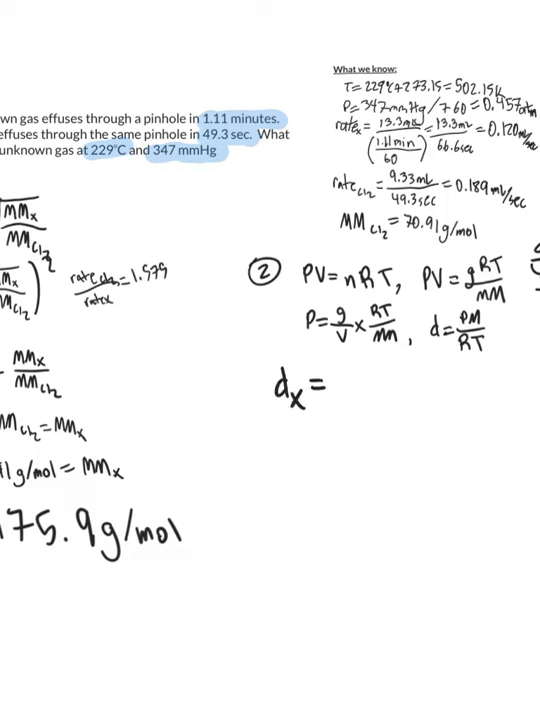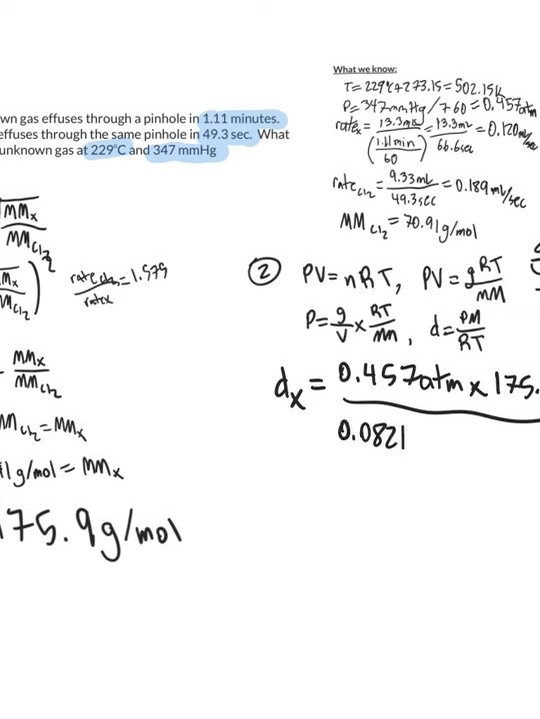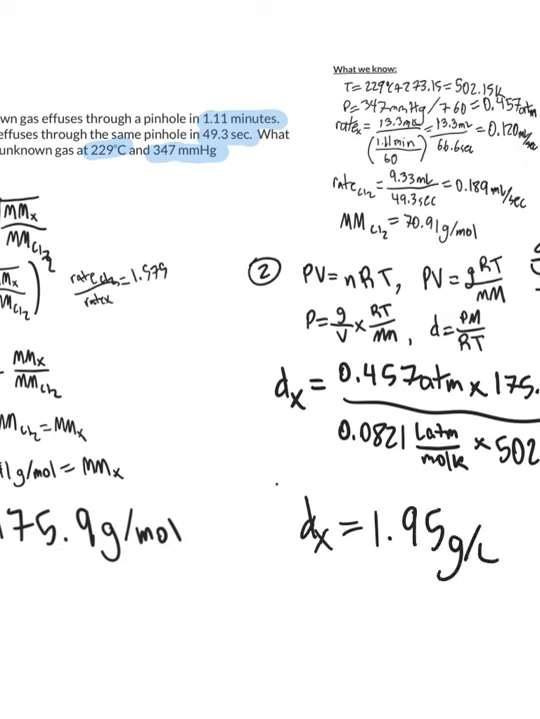We'll start by plugging in pressure, which is 0.457 atm, and then we'll plug in the molar mass of X, which is 175.9 grams per mole, and divide that by 0.0821 liters atm over moles K, which is R, and then we'll multiply that by our temperature, which is 502.15 K, and when we solve for that, we get 1.949 grams per liter, and because we have 3 significant figures, the density of X is equal to 1.95 grams per liter.